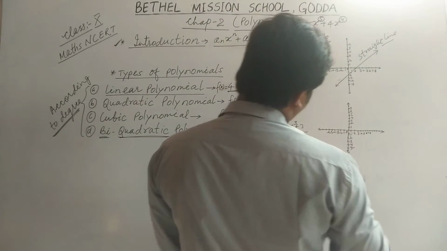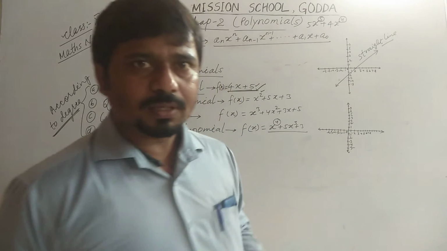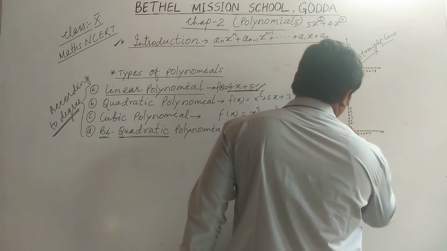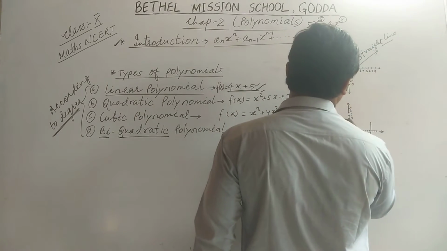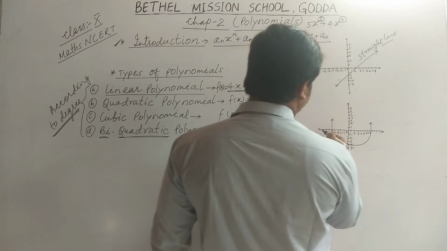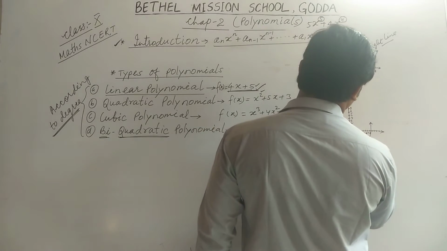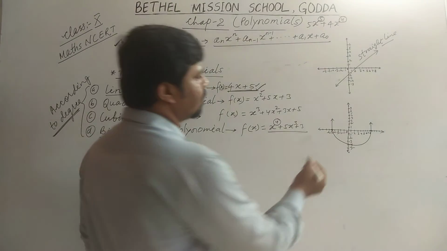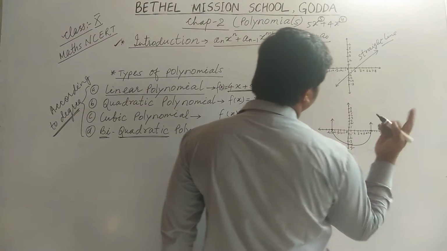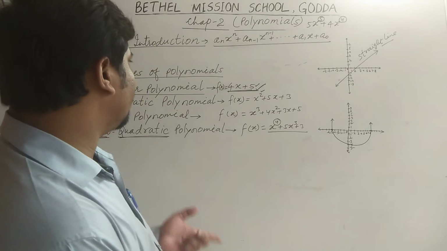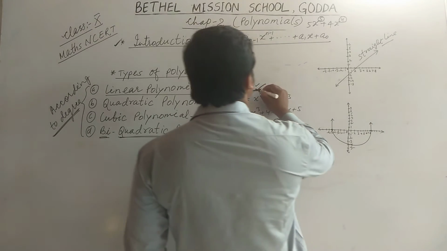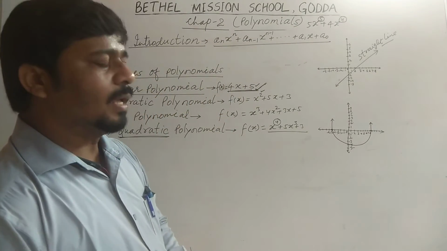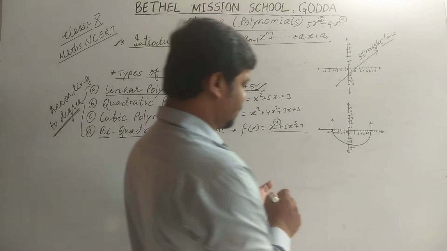For a quadratic polynomial, you will get a curve and it will intersect the x-axis at 2 points. The line will be curved and it will intersect the x-axis at 2 points. It means the zeroes of that quadratic polynomial will be 2. The zero of a linear polynomial will be 1. So according to degree, we get the number of zeroes also.